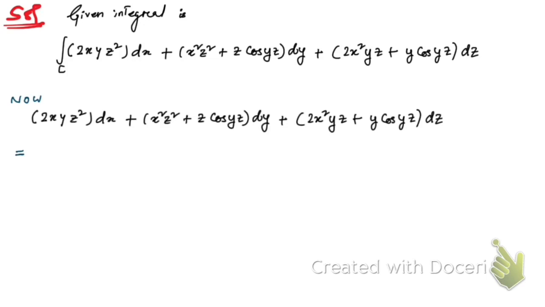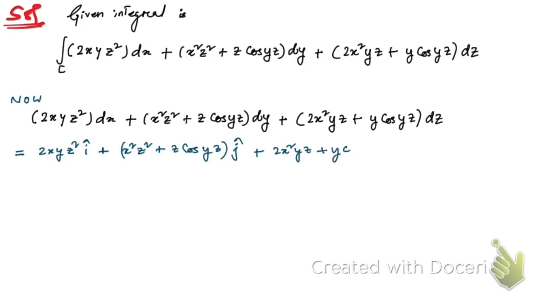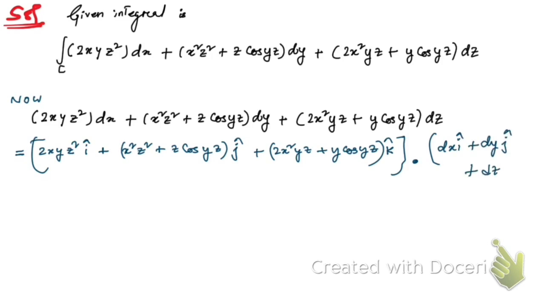So here you can write (2xyz² i cap plus (x²z² plus z cos yz) j cap plus (2x²yz plus y cos yz) k cap) dot (dx i cap plus dy j cap plus dz k cap). Okay, we can write this way.